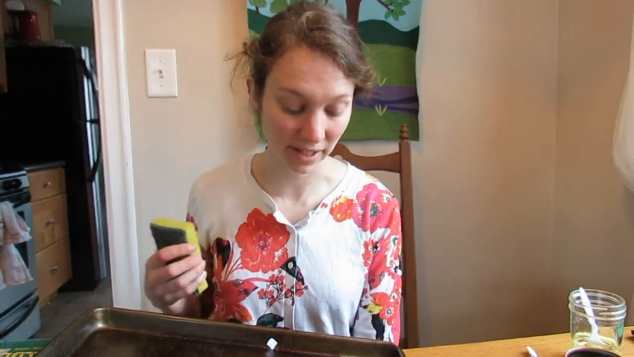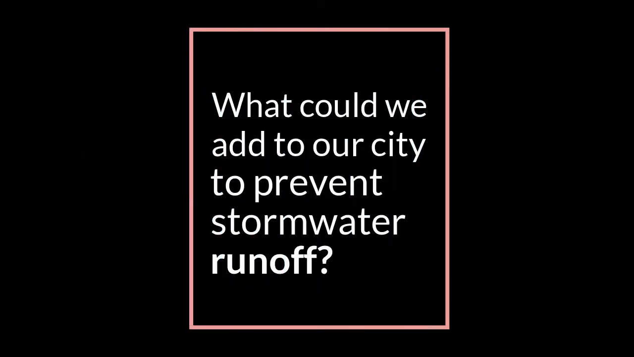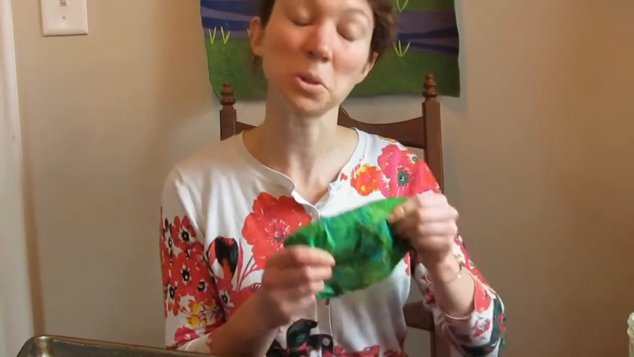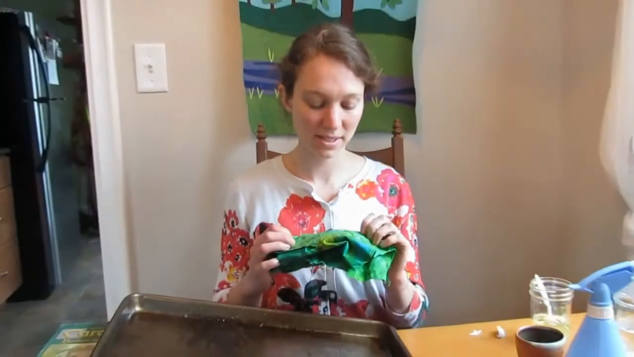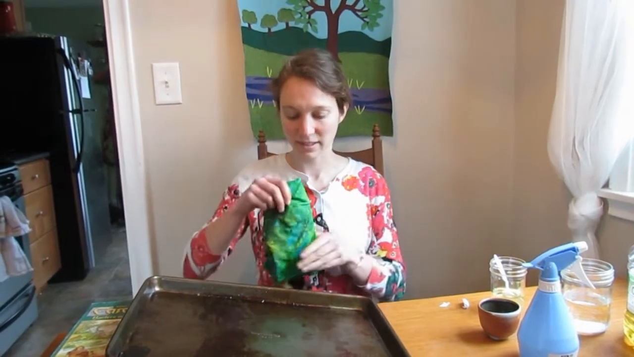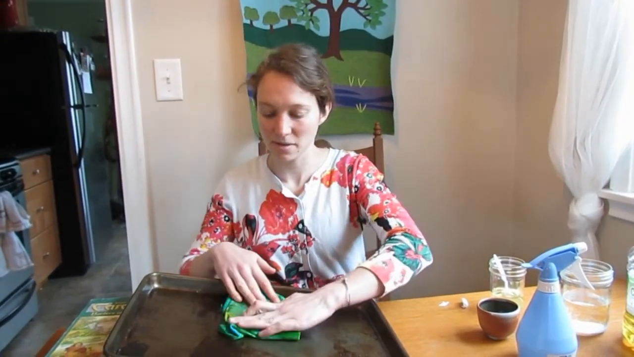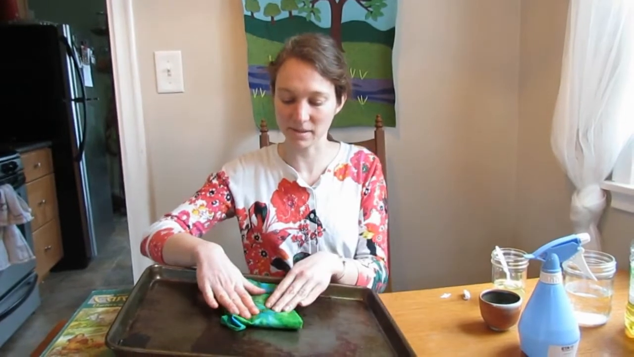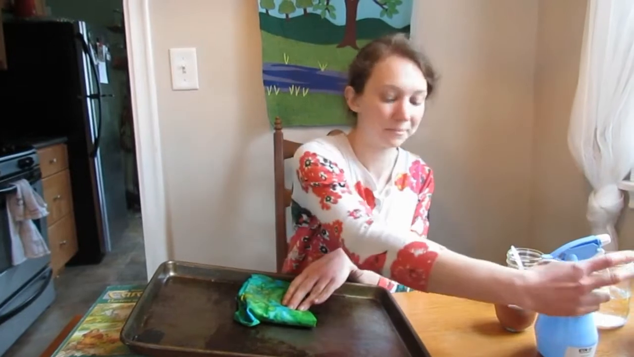Alright, now I'm going to take a sponge, go over to the sink, and clean up my tray a little bit to see if there's anything we can do to our city to not get so much oil and trash in our rivers and streams. Find a piece of cloth in your house, or you can also use a sponge. This piece of cloth is going to represent some plants in a park in our city. So I'm just going to lay it down right here, a nice little park in the middle of our city, and we're going to see what effect this has when it rains.